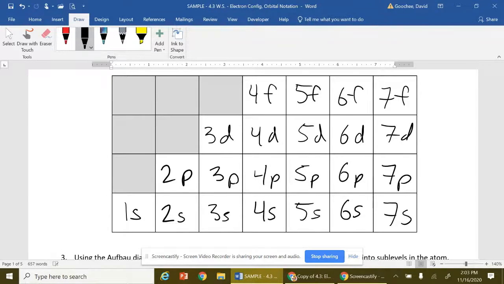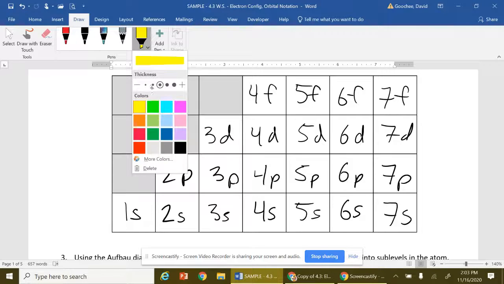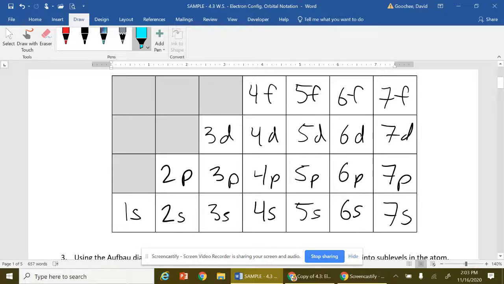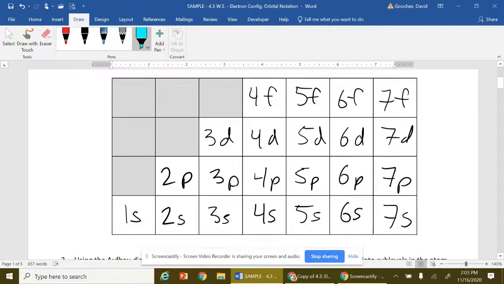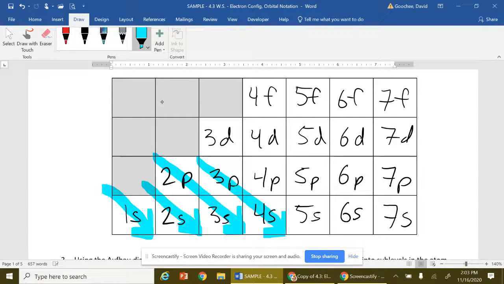So this diagram right here is called the Aufbau diagram. And it's not a real thing in nature. It is just a neat trick that scientists came up with to help us remember the order in which electrons fill into sublevels. So here's how it works. We're going to draw some diagonal arrows. The first thing we're going to do is fill the 1s. Then we're going to fill the 2s. Then the 2p, then the 3s. Then the 3p followed by the 4s. Then the 3d, 4p, and 5s in that order.